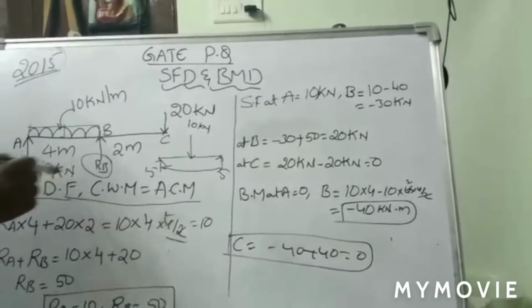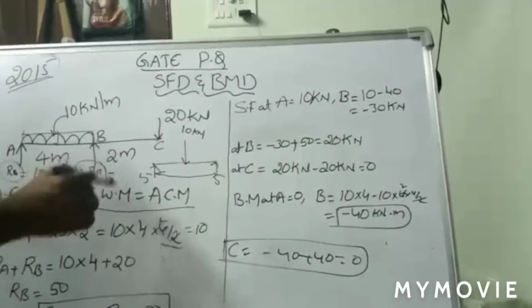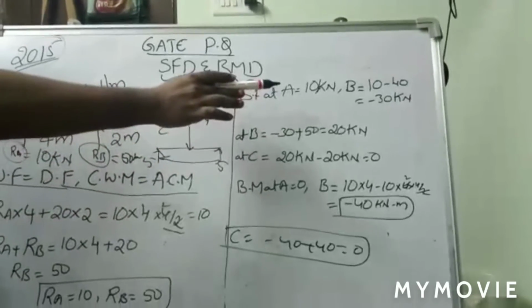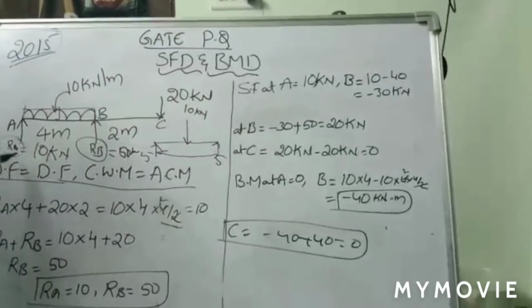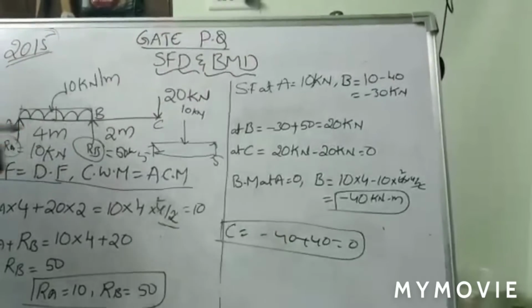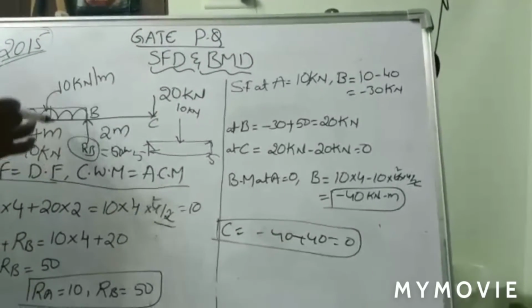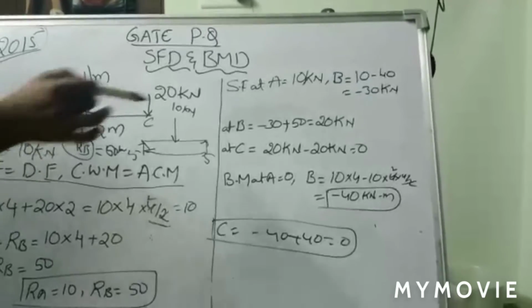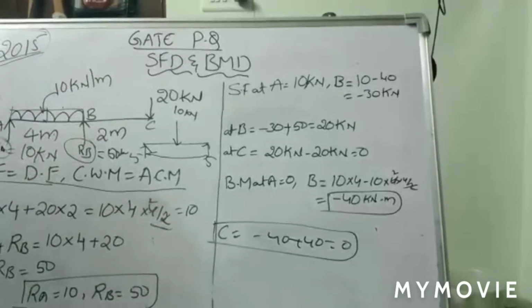10 kilonewtons. So RA value is 10 kilonewtons and your RB value is 50 kilonewtons. So RA equal to 10 is shear force at A equal to 10 kilonewtons. What is the value at B? B value means here 10 into 4, that is 40. This 40 is downward direction, minus 40, and this is 10. 10 minus 40, that is minus 30 kilonewtons.